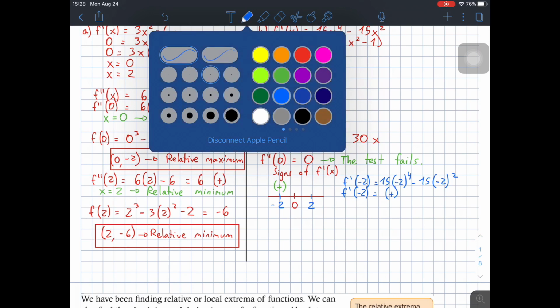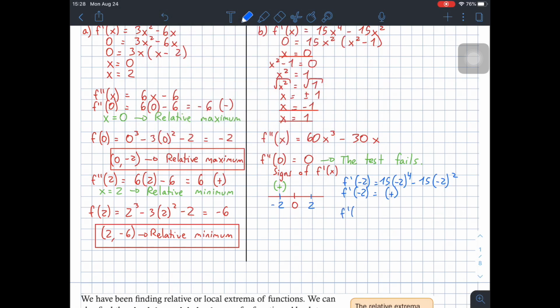And if we calculate f prime of 2, this is 15 times 2 to the fourth power minus 15 times 2 squared. If we calculate this, we're going to get that this is positive, this is also positive, but this is greater than this, so we're getting a positive value. So once again, here we have a positive value.